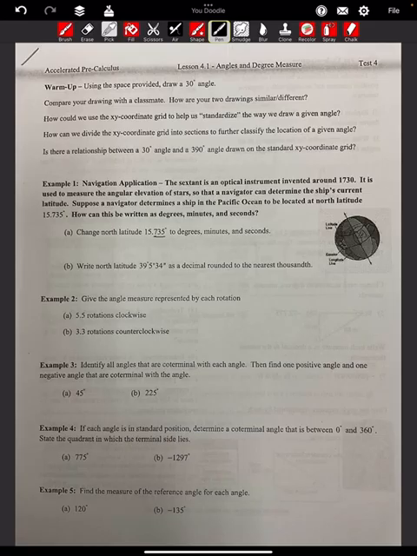All right, so example number one, we have a navigation application. The sextant is an optical instrument invented around 1730. It is used to measure the angular elevation of stars so that a navigator can determine a ship's current latitude. Suppose a navigator determines a ship in the Pacific Ocean to be located at north latitude 15.735 degrees. How can this be written as degrees, minutes, and seconds?